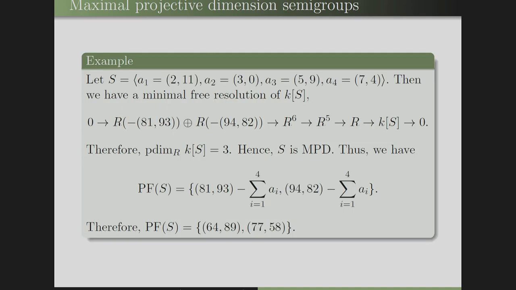For example, let S be generated by (2,11), (3,0), (5,9) and (7,4). Then by Macaulay2, we have this minimal free resolution, and the graded Betti numbers of the second CGC module are (81,93) and (94,82). Then by the previous theorem of Garcia, we see PF(S) is (81,93) minus the sum of the generators, and (94,82) minus the sum of the generators, and this set. So here H_S is not finite, so it is difficult to find PF(S) from an infinite set. So we can find PF(S) with the help of the minimal free resolution.